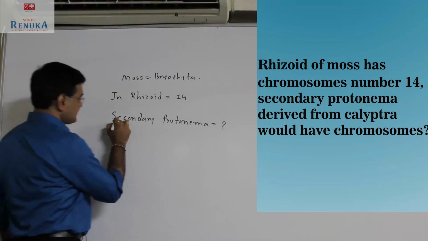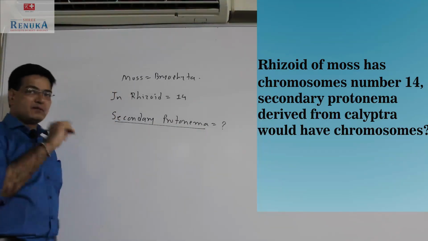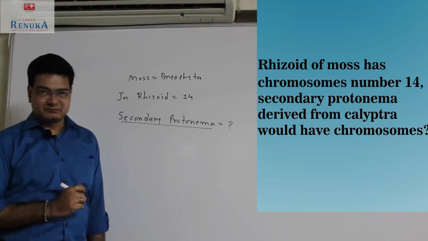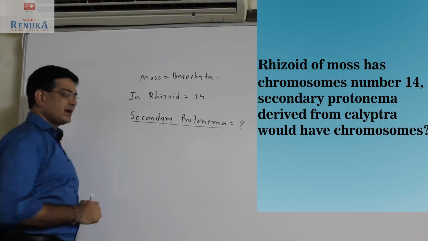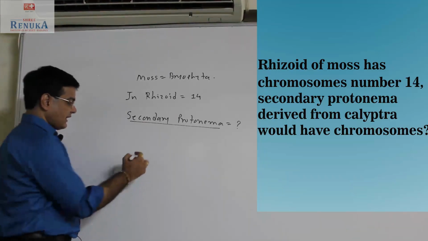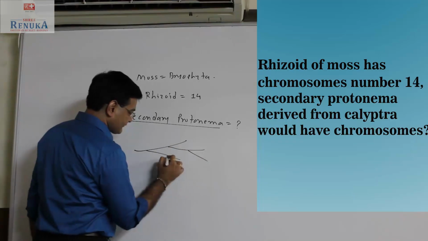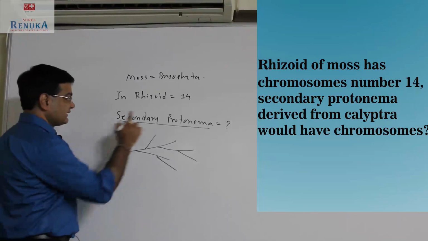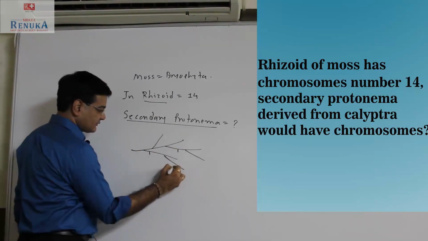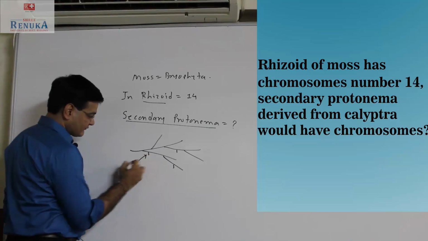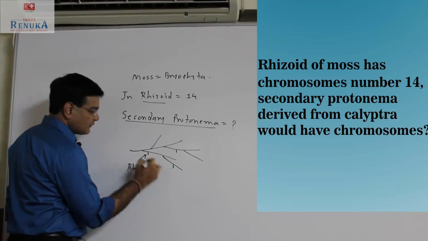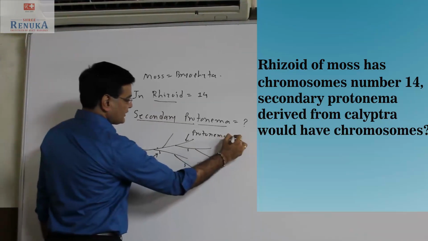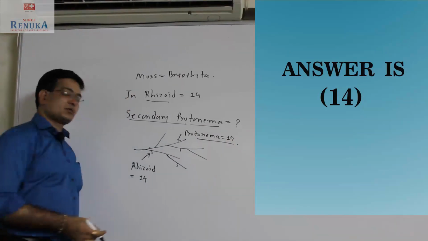Now remember that secondary Protonema is formed from the Calyptra. Calyptra is a kind of archegonium in which secondary Protonema develops. Secondary Protonema is a network-like structure which spreads on the ground, and it is a mesh-like structure. Rhizoid is a part of it. Students, remember that rhizoid is part of Protonema, and rhizoid having 14 chromosomes. So obviously Protonema would also have the 14 chromosomes in it.